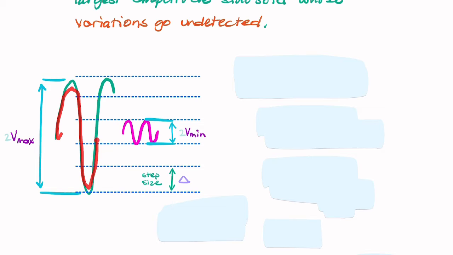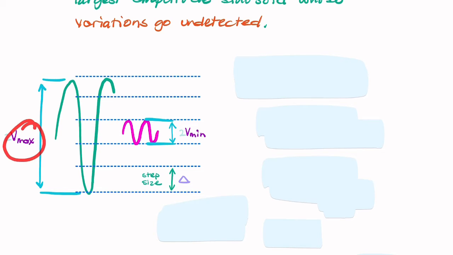a peak-to-peak signal of 2 times Vmax, that's the largest signal that won't be clipped. So anything larger than that will be clipped. Anything larger than 2 times this voltage Vmax will be clipped. And the minimum signal whose variations would go undetected, we're calling Vmin. So your peak to peak would be twice Vmin. So anything smaller than that wouldn't be detected.